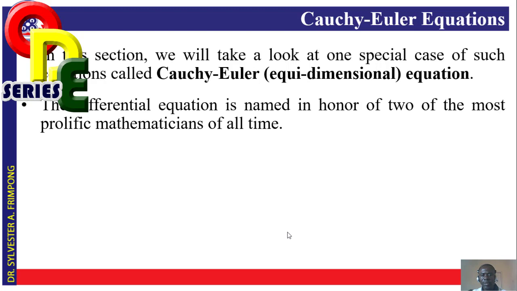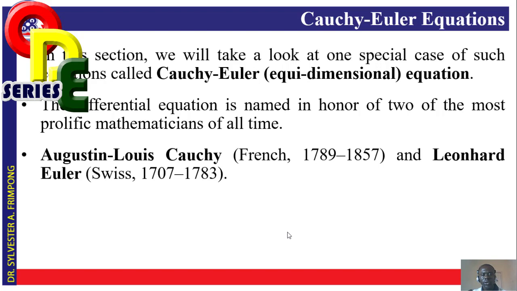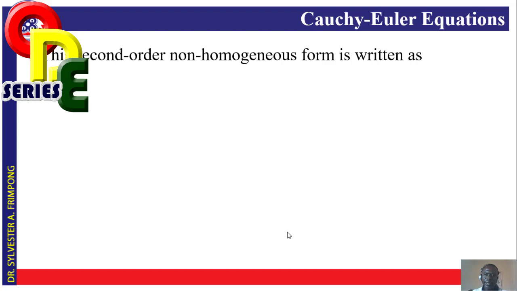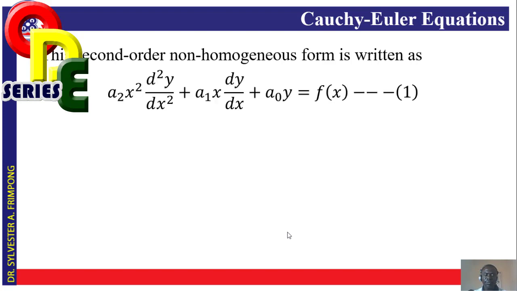The differential equation is named in honor of two of the most prolific mathematicians of all time, Augustin Louis Cauchy and Leonhard Euler. Louis was French and Leonhard was Swiss. The second order non-homogeneous Cauchy Euler equation is written in the form a2 x squared d squared y by dx squared plus a1 x dy dx plus a0 y equals f of x.